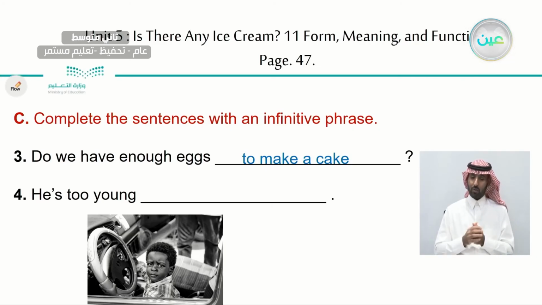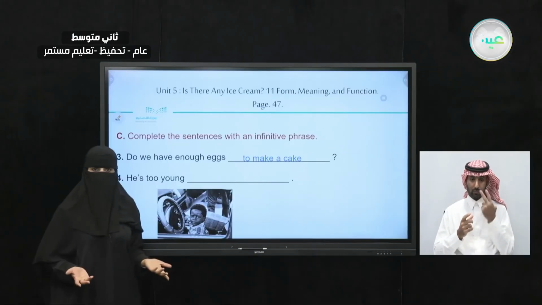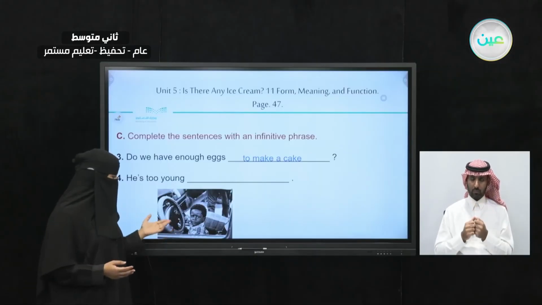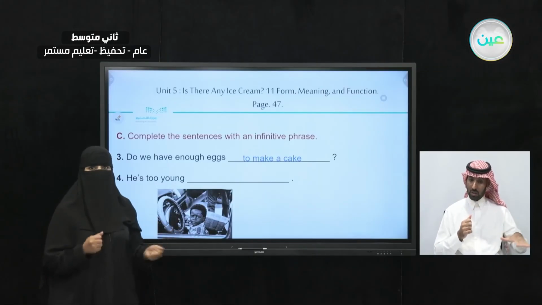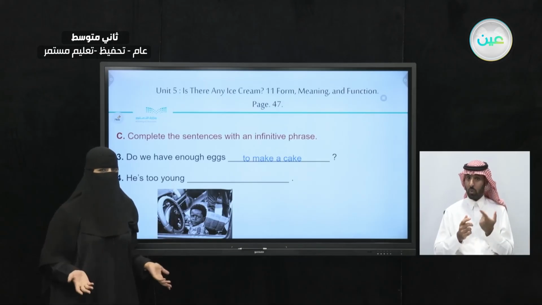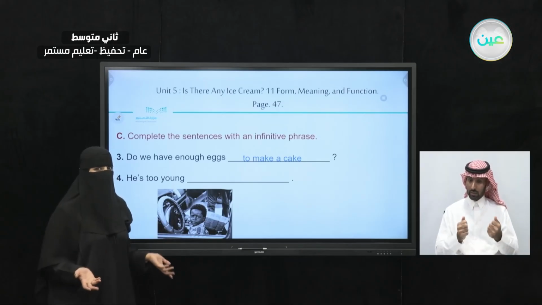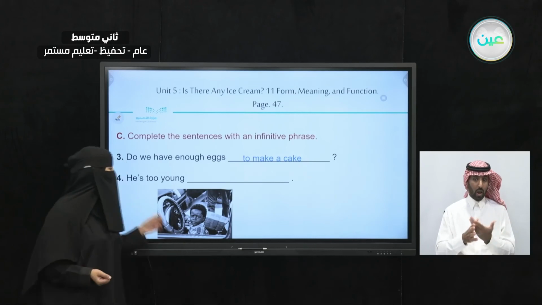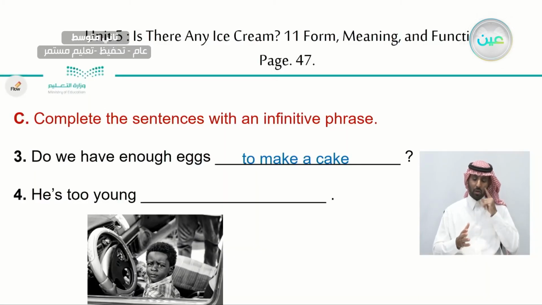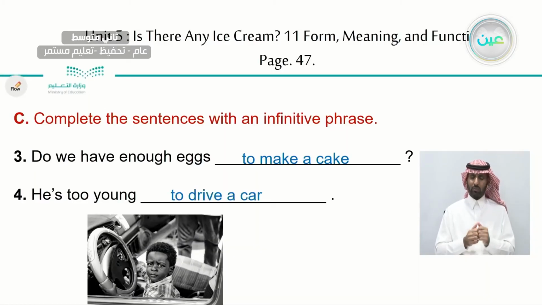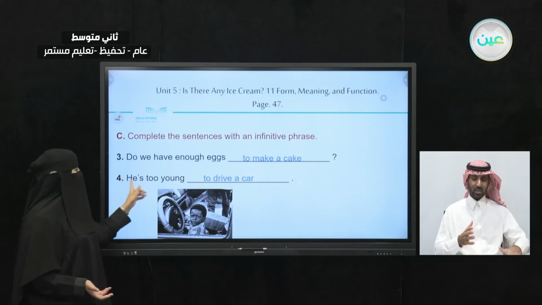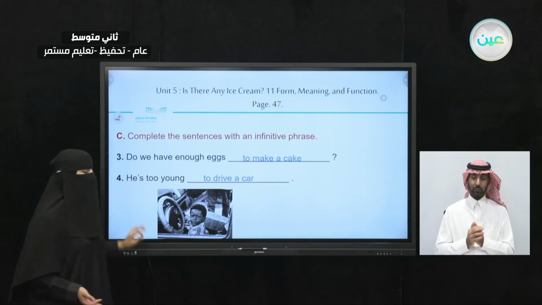Now, how about this picture? What can you see in the picture? Well, I can see a little boy and he's behind the wheel. Can this boy drive the car? Why can't he drive the car? Because he's too young to drive the car. Little boys can't drive the car. They're too young. So here, he's too young to drive a car.